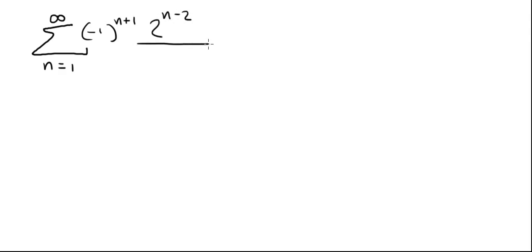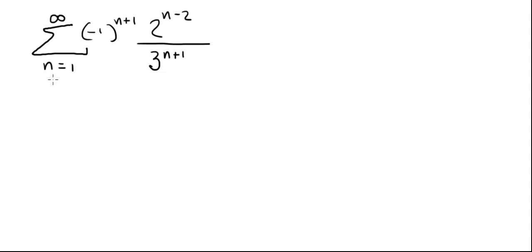We're going to look at the series summation n equals 1 to infinity of (-1)^(n+1) times 2^(n-2) divided by 3^(n+1). We want to determine if this series converges or diverges, and if it converges, what does it converge to? You probably recognize that this is a geometric series because of the 2 and the 3.